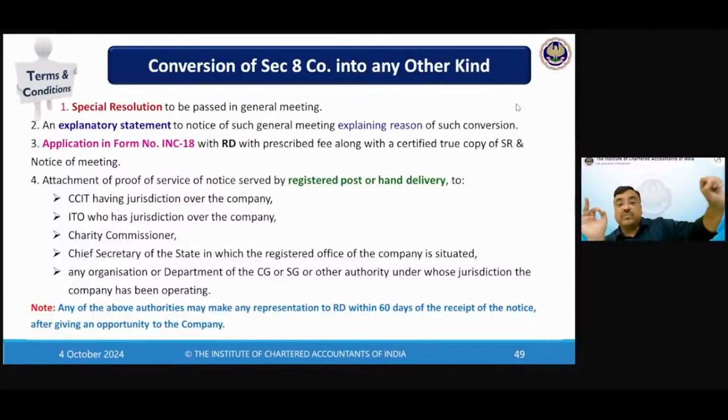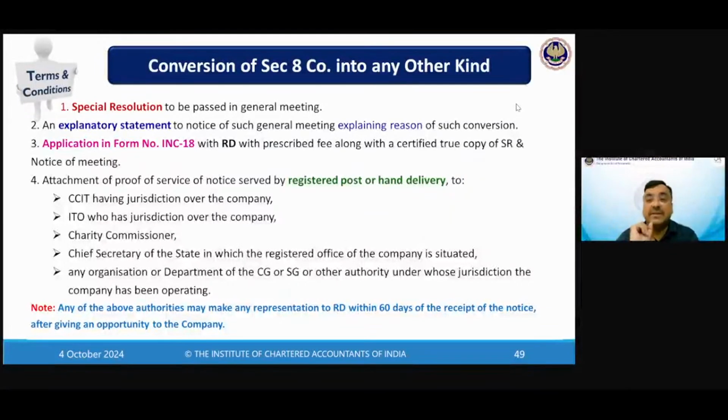Then notice should also be served to the following authorities, and there should be proof that you have served the notice to the following authorities by registered post or by hand delivery. यानी अगर बाई पोस्ट भेज रहे हैं तो दैट शुड बी रजिस्टर्ड पोस्ट, या फिर किसी मैसेंजर के जरिए भेज रहे हैं, हैंड डिलीवरी कर रहे हैं, तो दैट शुड बी अ रिसीप्ट कि दैट यू हैव सर्व्ड द डॉक्यूमेंट. किन किन को भेजना है, to whom, to which authorities this notice should be served.